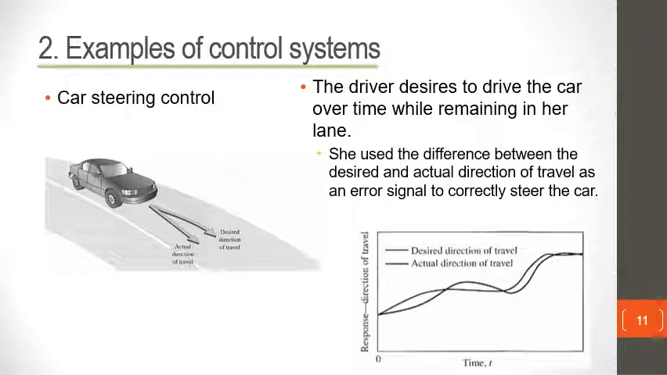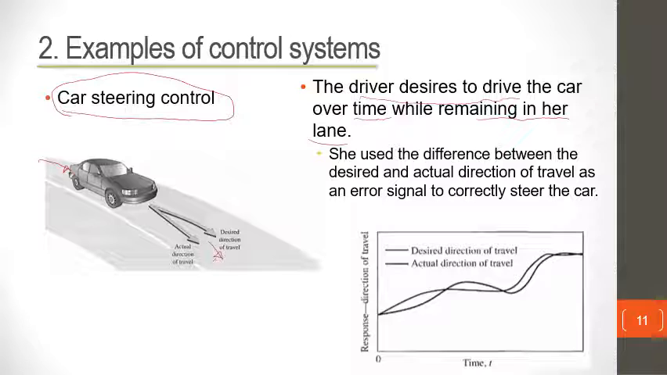So another good illustration example of a control system would be a car steering control problem. So imagine we have a car, which is a typical example. The aim here is that the driver desires to steer the car or to drive the car over a certain period of time while remaining within her lane. So this driver wants to drive this vehicle so that she can remain within a lane. This is an example of a control system application.